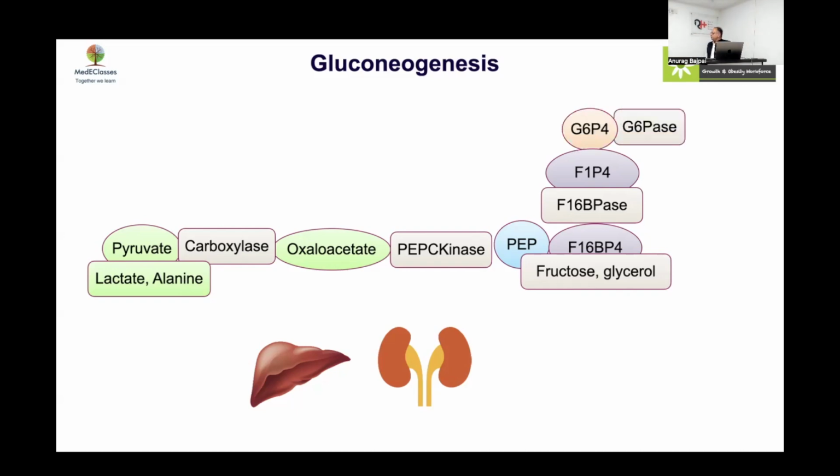And then finally, you have glucose 6 phosphate, which is converted into glucose. Now, fructose 1,6 bisphosphatase deficiency is the most severe form of gluconeogenic defects. There are other forms also, like PEP carboxykinase or pyruvate carboxylase, which are milder.